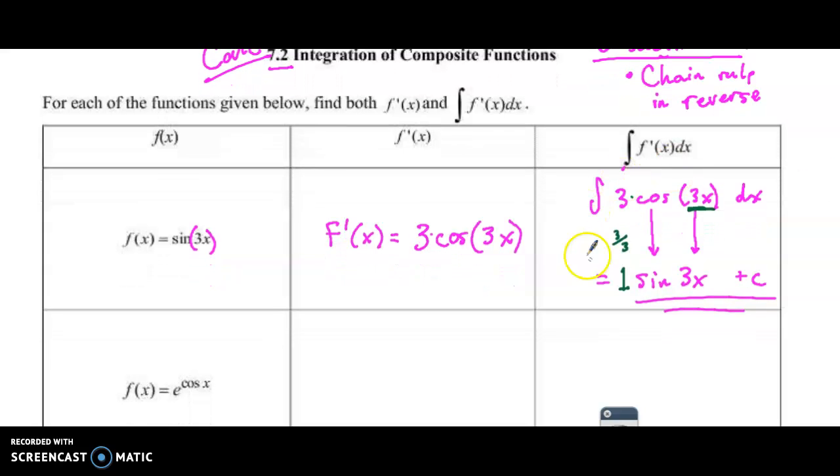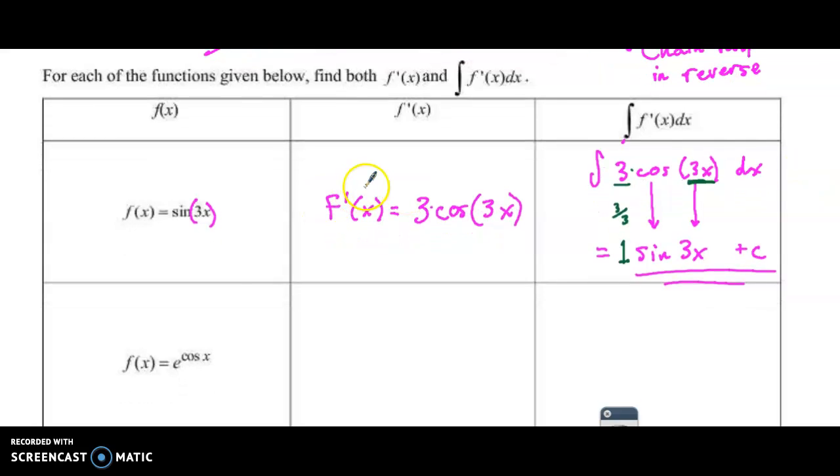I'll actually show you the answer key and how he phrases it, which is how most books phrase it: that if the derivative of that piece is written in the integral, then it undoes it, so to speak.